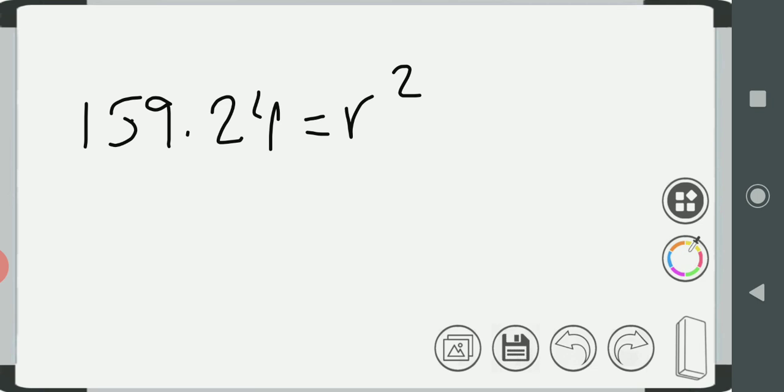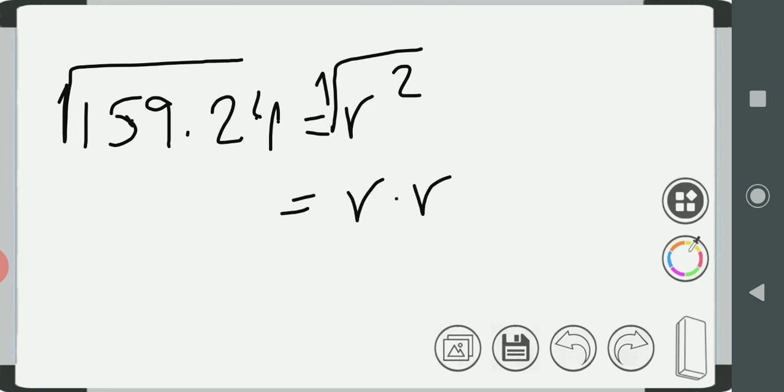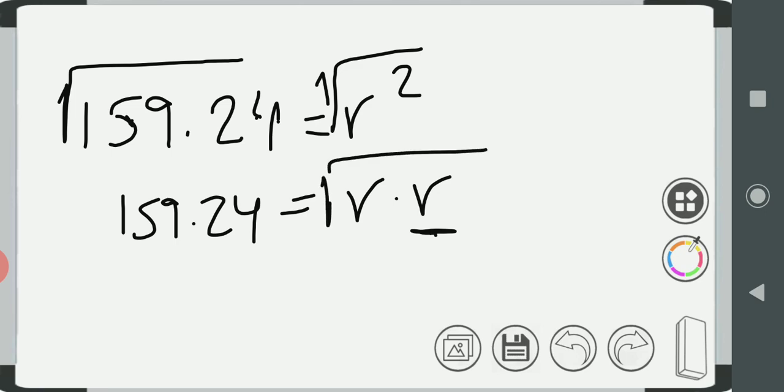If you remember back at our exponents, we talked about finding square roots, right? If I wanted to find r and it was squared, I could take the square root of both sides. It's been a while since we've worked on these, so this may be something you don't quite remember. What we have is r times r equals 159.24, and I just want to find one r. To do that, I take the square root, because remember, the square root says there are 2 of something and I just want one of them.